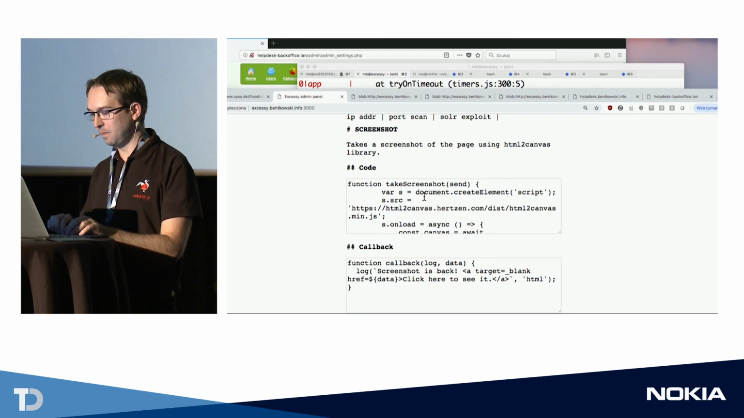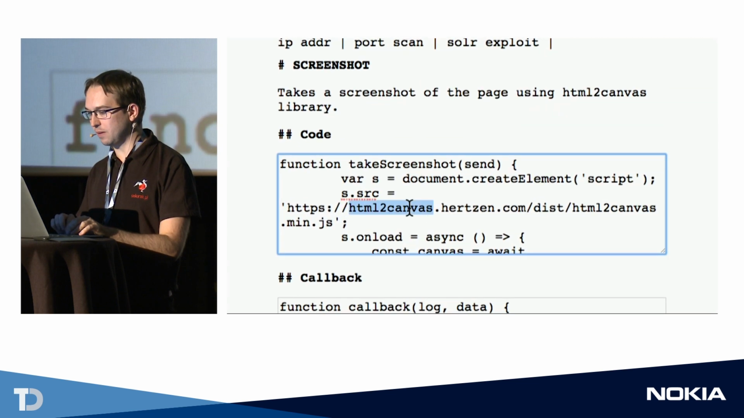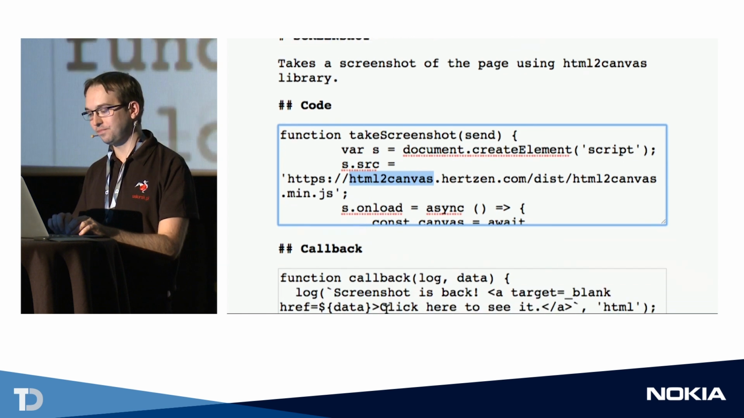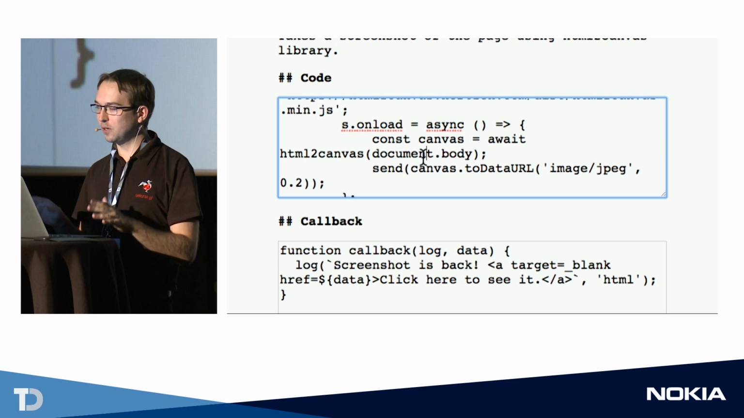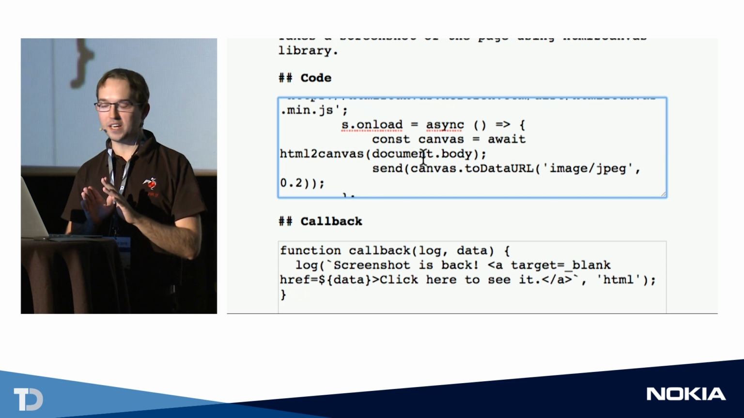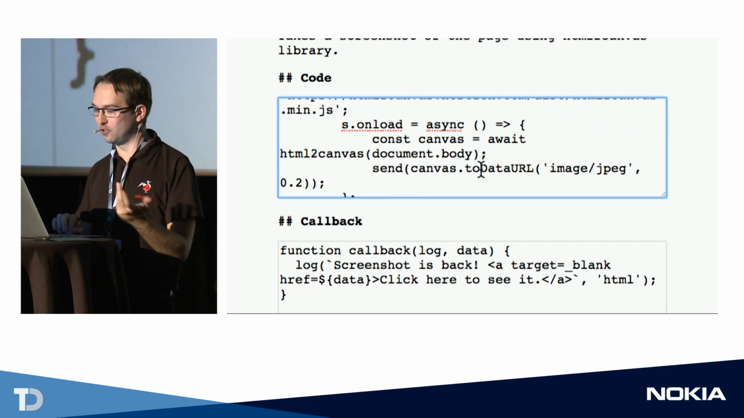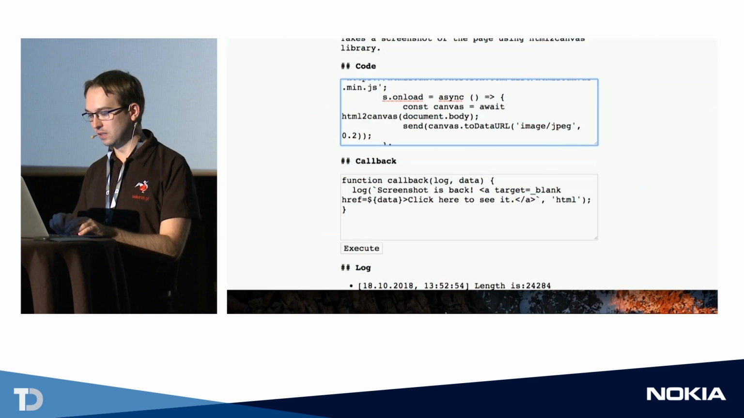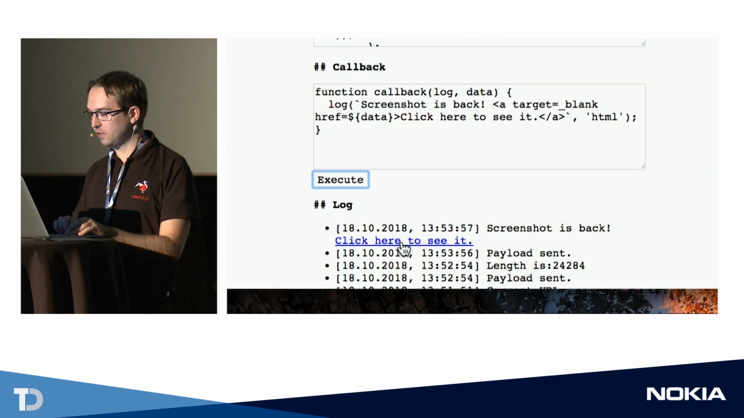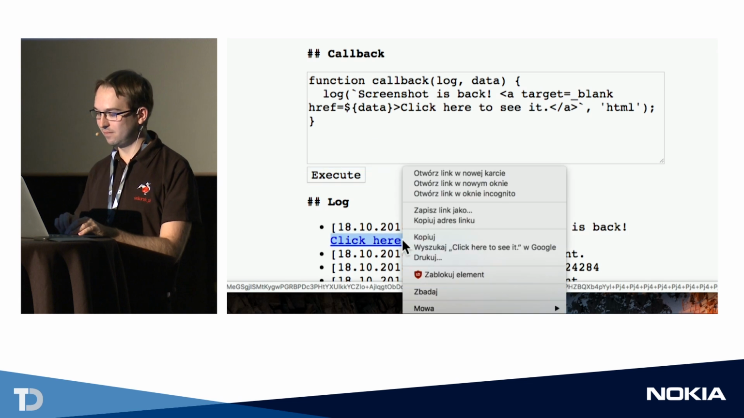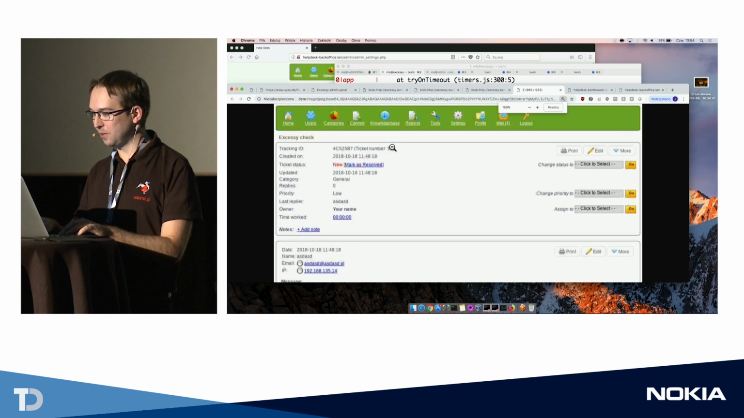So with the screenshot, I am using a module called HTML to Canvas, a JavaScript library. HTML to Canvas is able to convert the DOM tree of the page to JPEG or PNG or whatever else. So I will try to execute the code. And after a while, the screenshot is back. I will open it. And yeah, I know how the page looks.